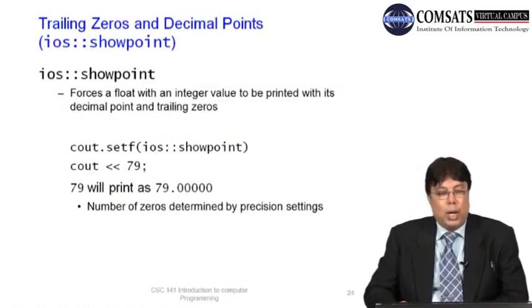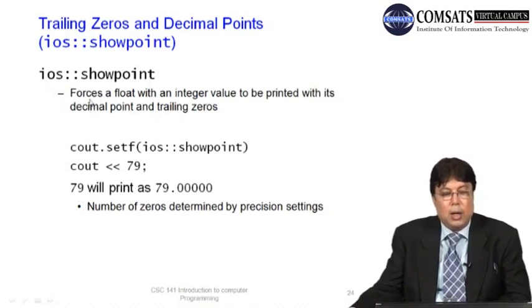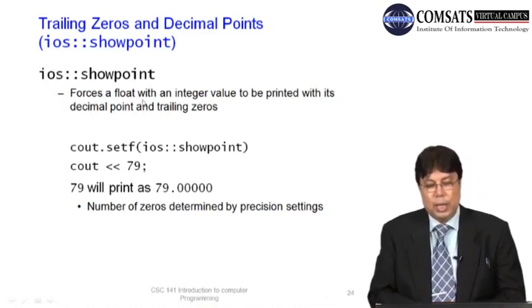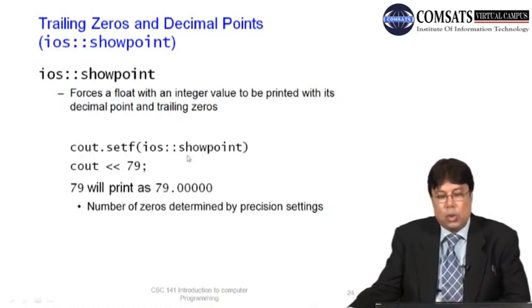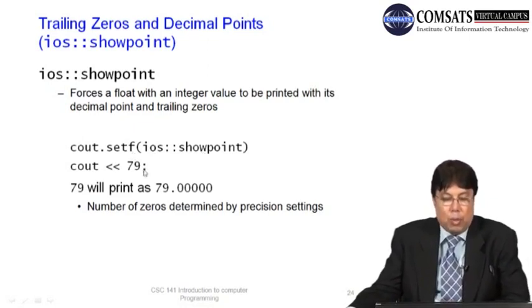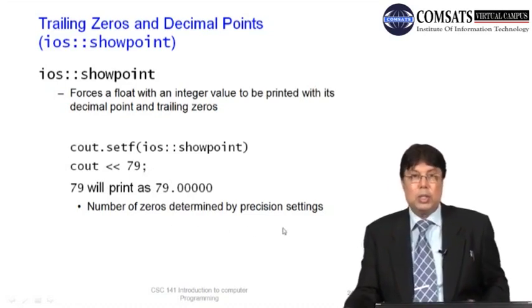Trailing zeros and decimal points, that you can always control. So that is a very good example here. You can say that it forces a floating-point value that is an integer to be printed with its decimal point and trailing zeros. Suppose you have set cout setf showpoint, and you are saying cout 79. There is no point here, but since you have set the showpoint flag, the system is bound to put a point here, and fixed means it will show some zeros also. So 79 will be printed as 79.00000, the number of zeros determined by the precision setting.